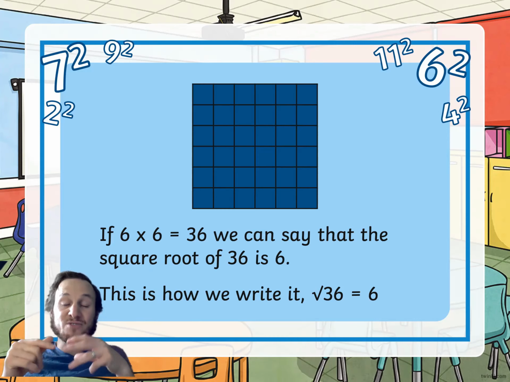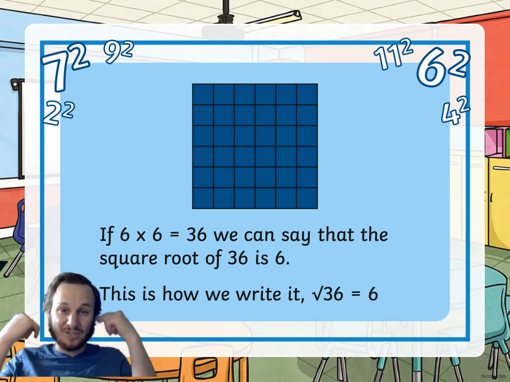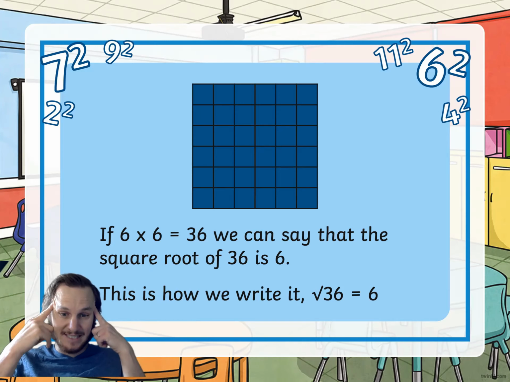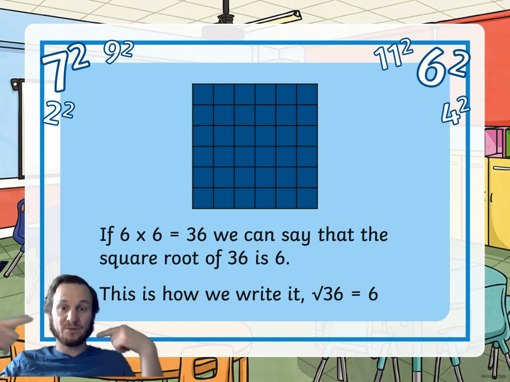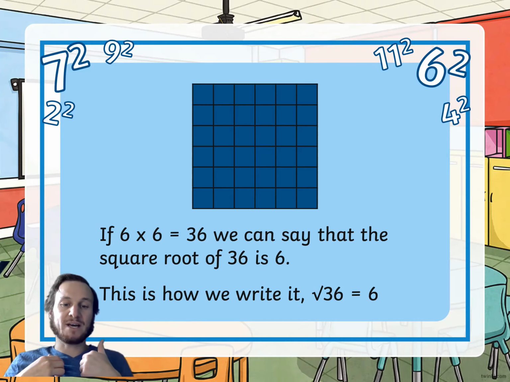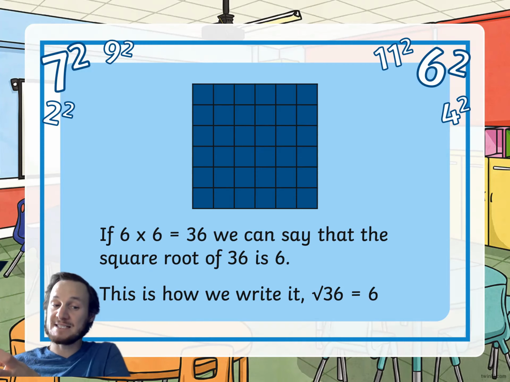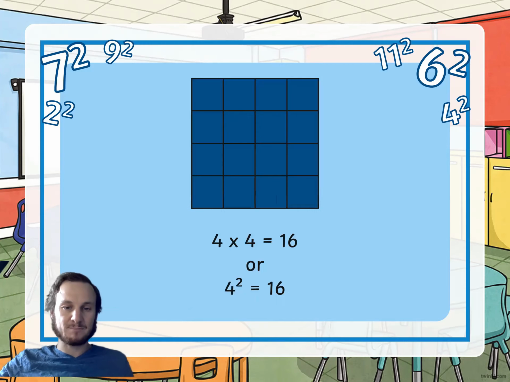To do that, you basically have to work it out in your head. So if you saw the square root of 36, you would say, which number times by itself would equal 36? 6. So the square root is basically trying to figure out which number you need to times by itself to get that big number. We'll come back to that next time. We're just focusing on square numbers today.